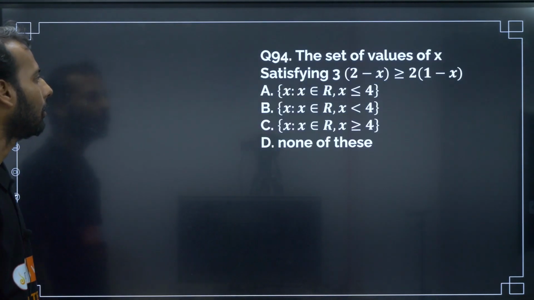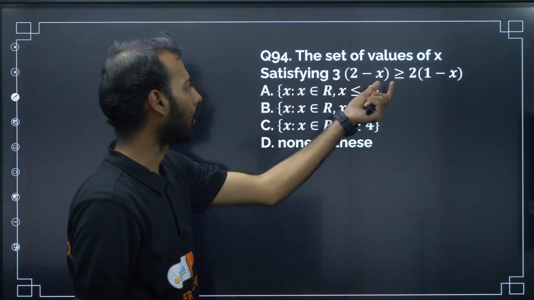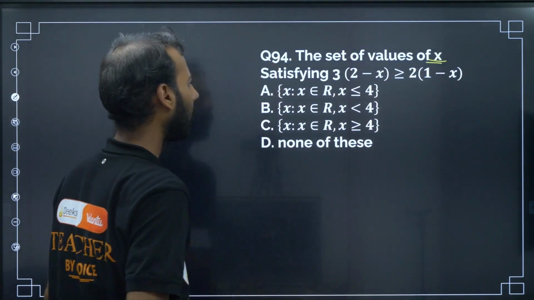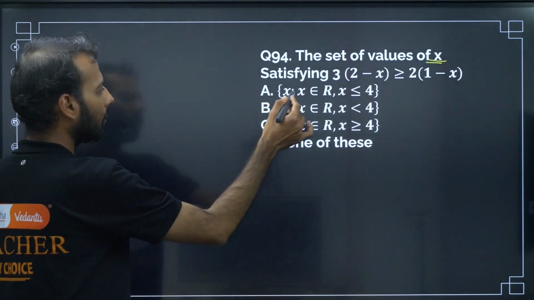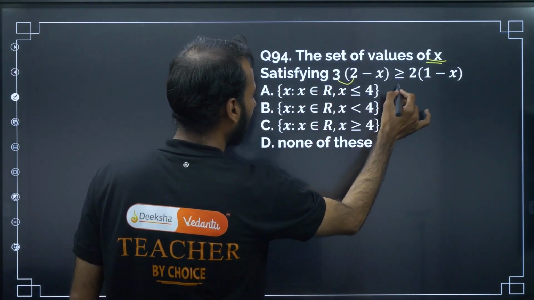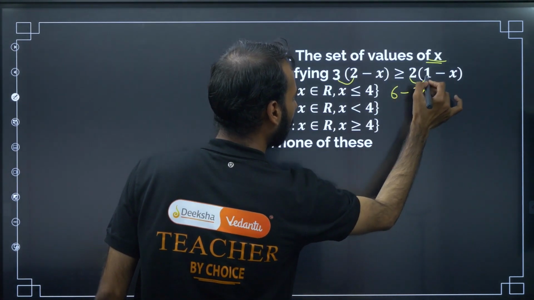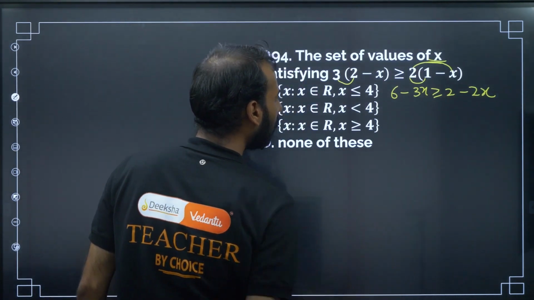Next, moving to the next question. The set of values of x satisfying the given equation. They are asking to find the values of x. Whenever an equation is given and we need the set of values, we have to solve. To solve this, open the bracket: 3 into 6 minus 3x is greater than or equal to, multiply this by 2, negative 2x.